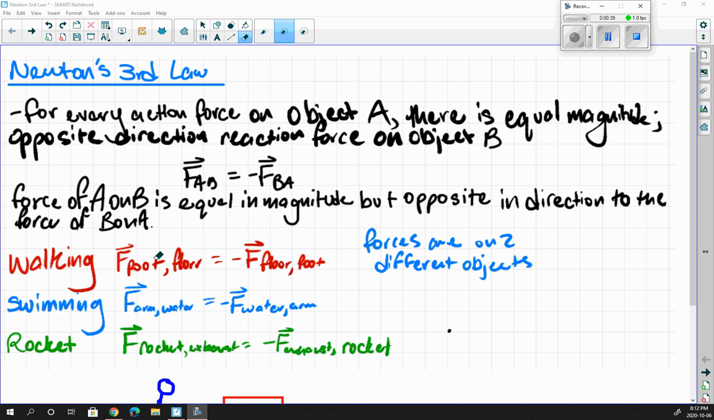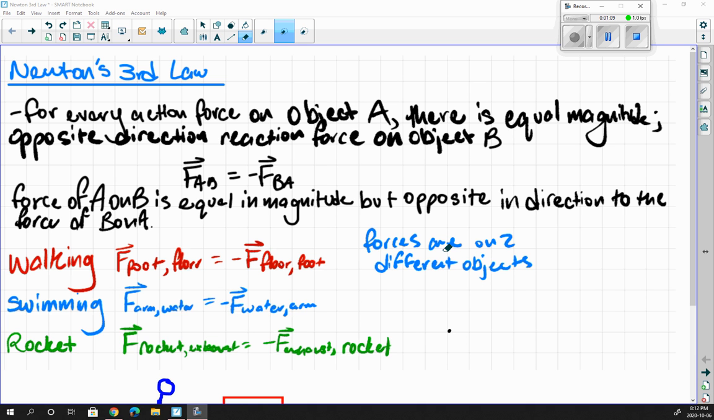When you walk, your foot is pushing on the floor. Force of foot on floor is equal to, but in the opposite direction of, the force of the floor back onto the foot. You push on the floor, the floor pushes on you. You push backwards, the floor pushes you forward. The size of the force is the same, but their direction is opposite. And one of the forces is on the floor, the other force is on the foot.